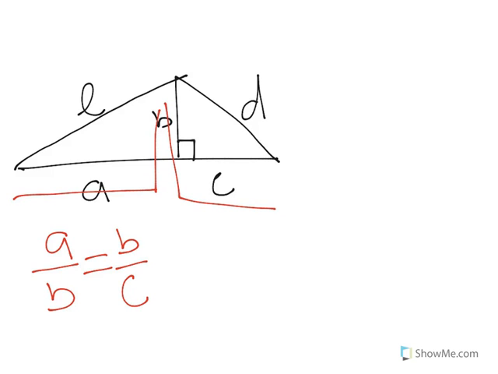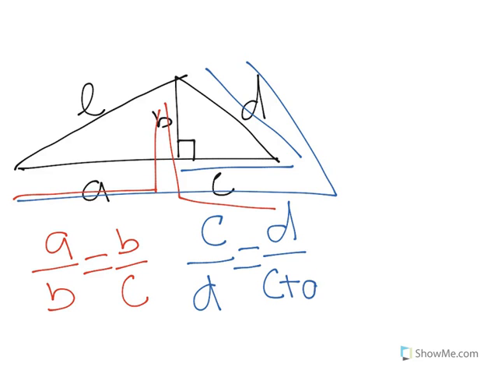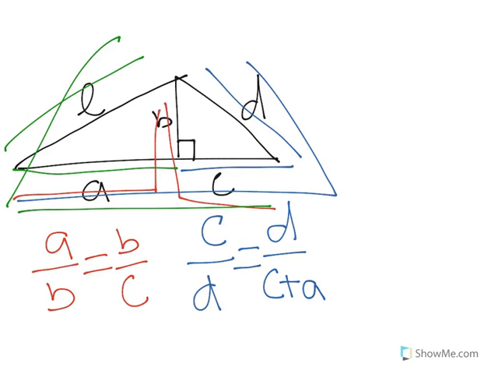Or if you want to solve for D, then start from here. You can go C to D, and D all the way to AC. So then we say C over D equal to D over C plus A. And if you want to solve for E, then you start from where A is. So A to E, and E over AC. So we say A over E equal to E over A plus C. So these are the three ratios that we use.